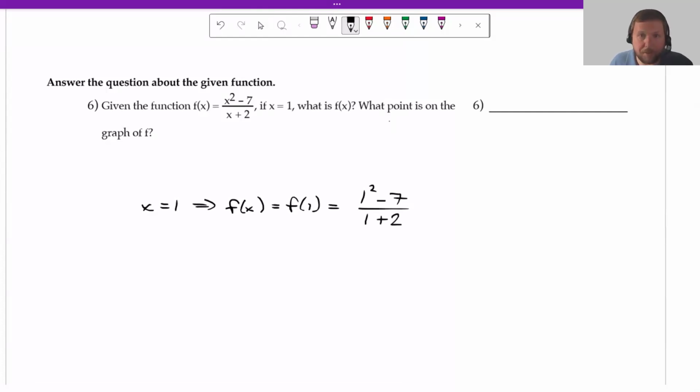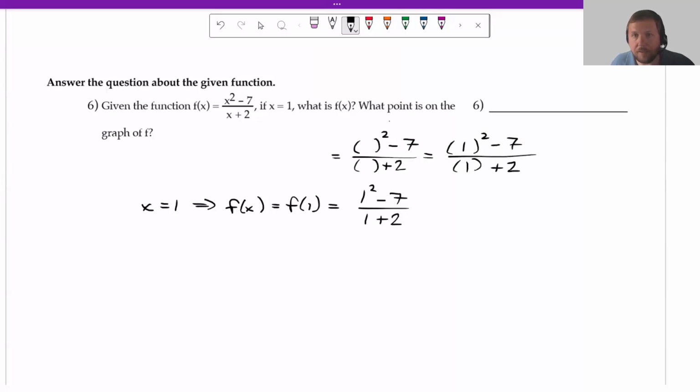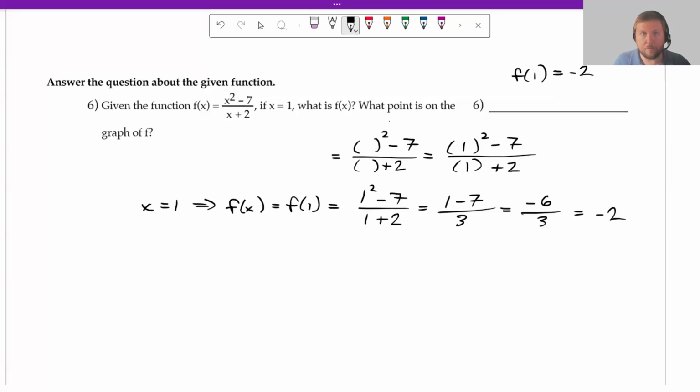Now, if that bothers you, you can always just set it up like I mentioned in class, where you have these blanks, and then into those blanks, you drop in the 1 like that. That's perfectly fine. So 1 minus 7 over 3. So now I have negative 6 over 3. So that's negative 2. So we can see that f of 1 is equal to negative 2.